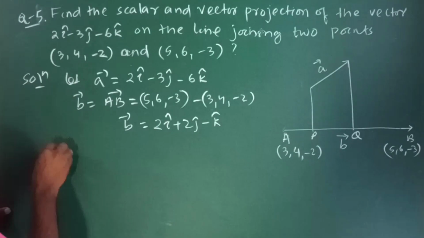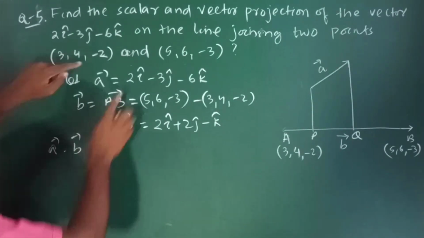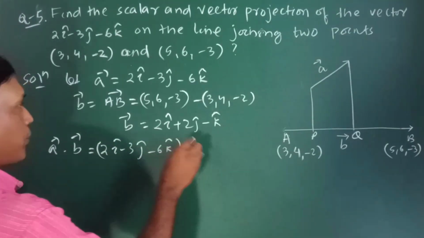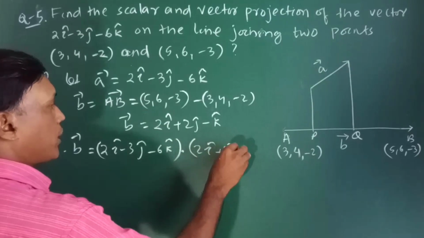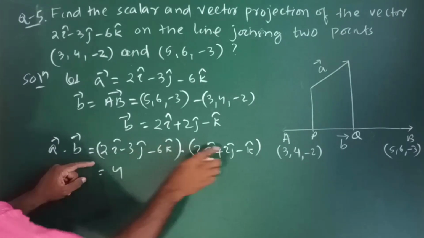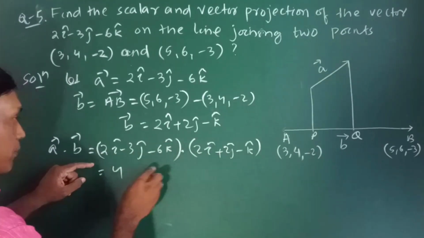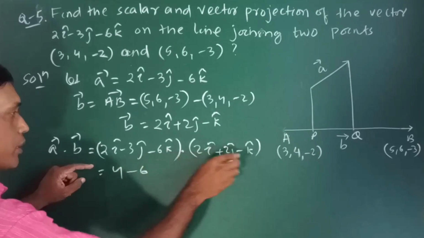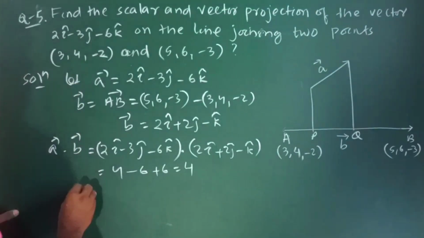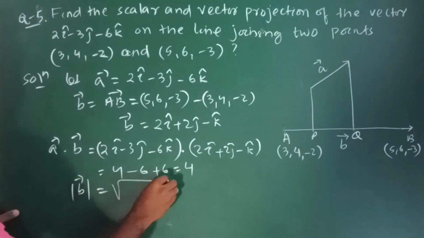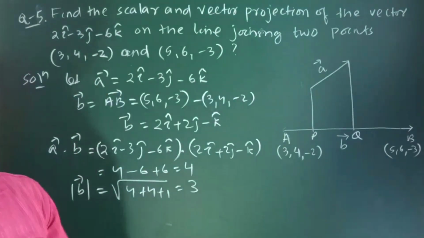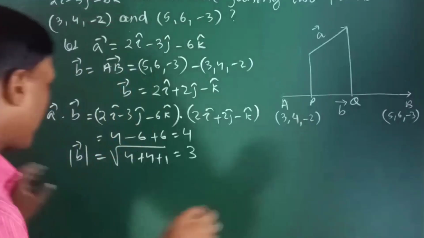Now A vector dot B vector: A vector is 2i cap minus 3j cap minus 6k cap, dot product B vector is 2i cap plus 2j cap minus k cap. This is 2 into 2 is 4, minus 3 into plus 2 is minus 6, into minus 1 is plus 6, and the total is 4. So this is A dot B. Now we need the magnitude of B vector, and the magnitude of B vector is square root of 4 plus 4 plus 1, that is 3.